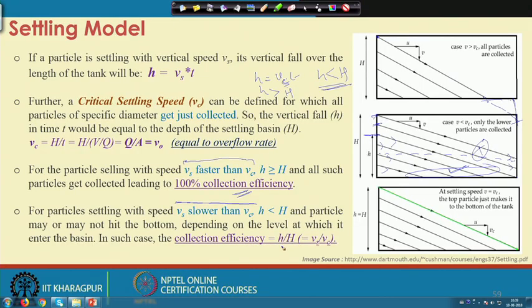So, in such cases your collection efficiency is definitely not going to be 100% because some particles may hit the outlet zone, and as a result you will see that collection efficiency is given by the ratio of h over H. Because the time is the same, we can write h as Vs into T and capital H as Vc into T. So, it is going to be the ratio of the settling velocity of the particle versus the critical settling velocity, and that is how we can estimate how much of the particles are going to be collected in the system.